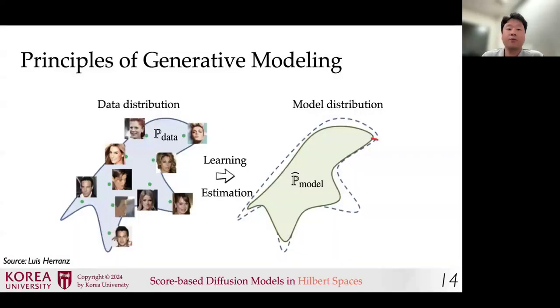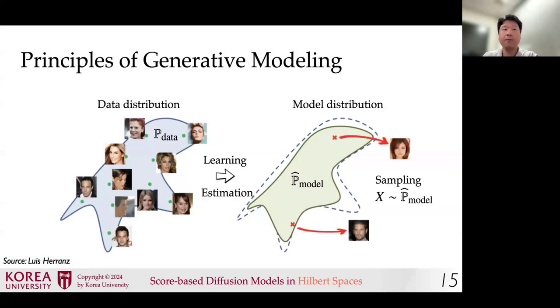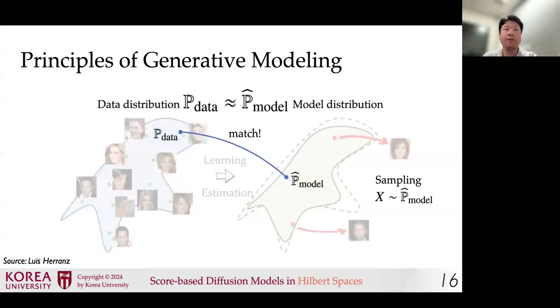Okay, the principle of the generative model is to learn the model distribution from the data observed from the unknown distribution. And our goal is to estimate the parameters of the model distribution based on the data. Once the training of the model distribution is complete, then we can perform the generation task. We can actually do the generation task through sampling from the model distribution. Therefore, the core principle of learning in generative models is to make the data distribution and the model distribution as similar as possible.